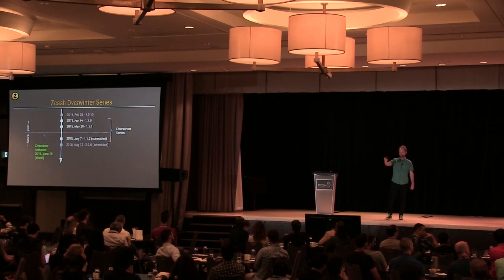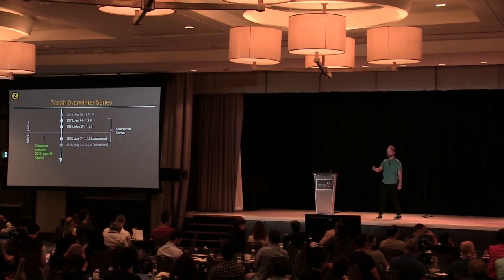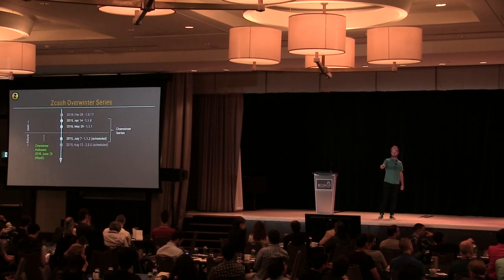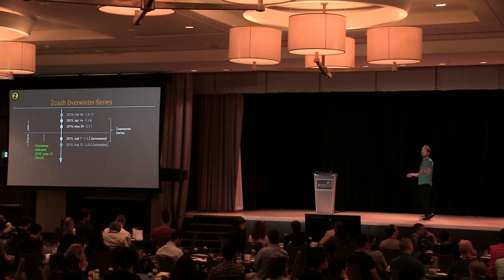After all of those 1.0 Sprout releases, we've started releasing the Overwinter releases. Those begin with 1.1. The first thing you might notice is that there were 17 of these other Sprout releases, and there were three releases for Overwinter. That brings us to the present point, which is that horizontal line, which is today. And it's also basically the same day that Overwinter activated.